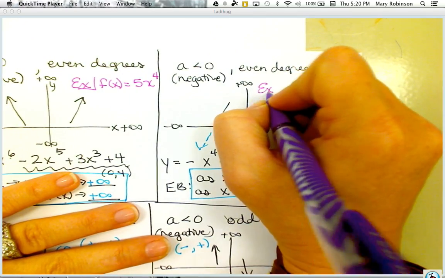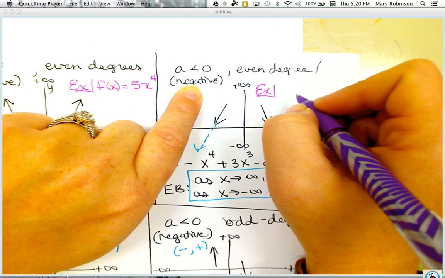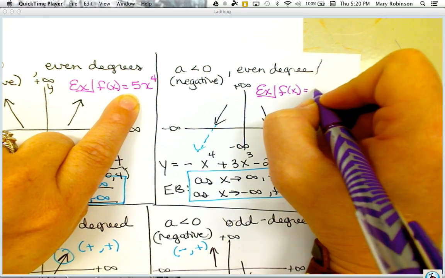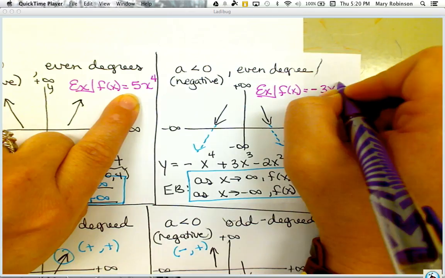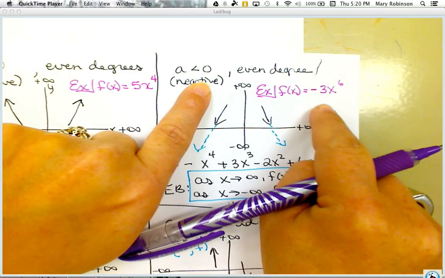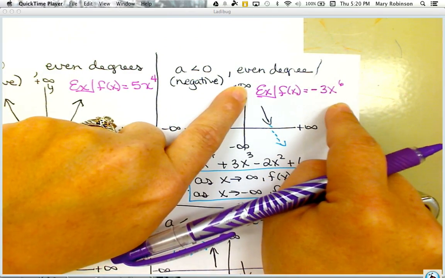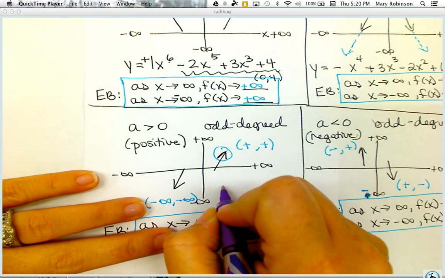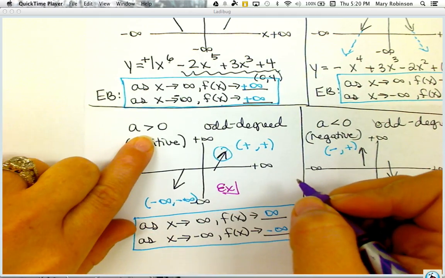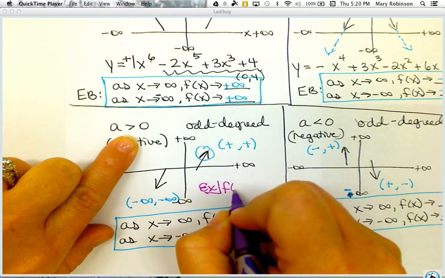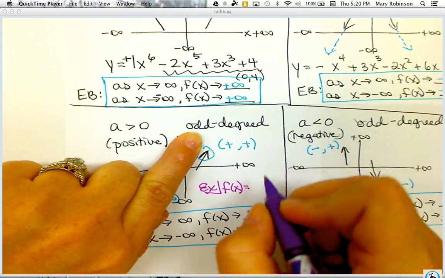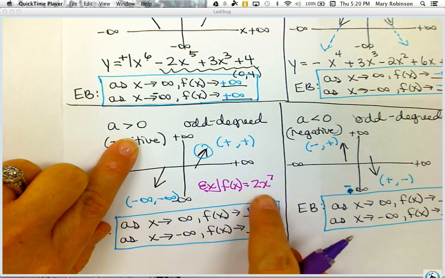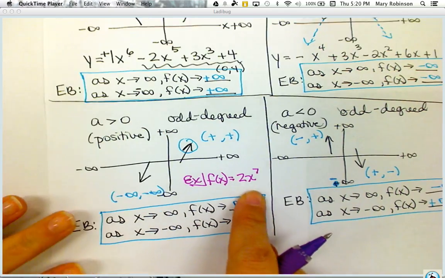If I asked you to write an example with a negative leading coefficient with an even degree, you could use the same one or create something different, but maybe negative 3x to the 6. See how that satisfies both conditions, a negative leading coefficient but an even degree, which is the exponent. Here, if I ask you to write an example, we'd want one that was positive but with an odd degree. So maybe a positive 2, x to the 7th power. That has a positive leading coefficient and an odd degree.